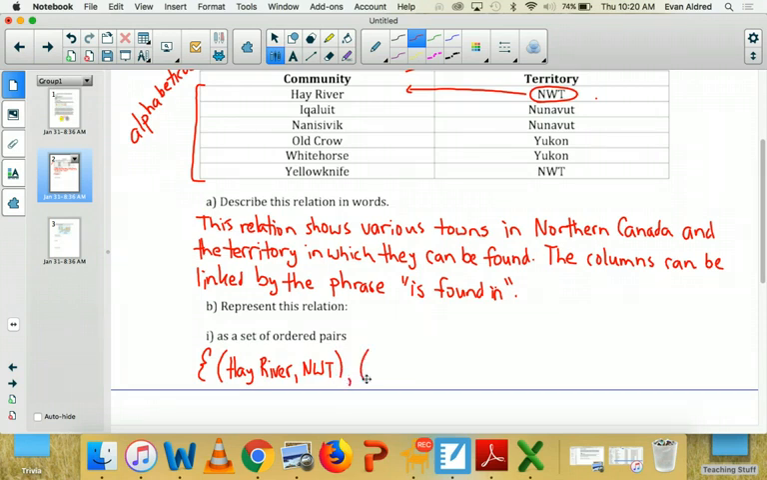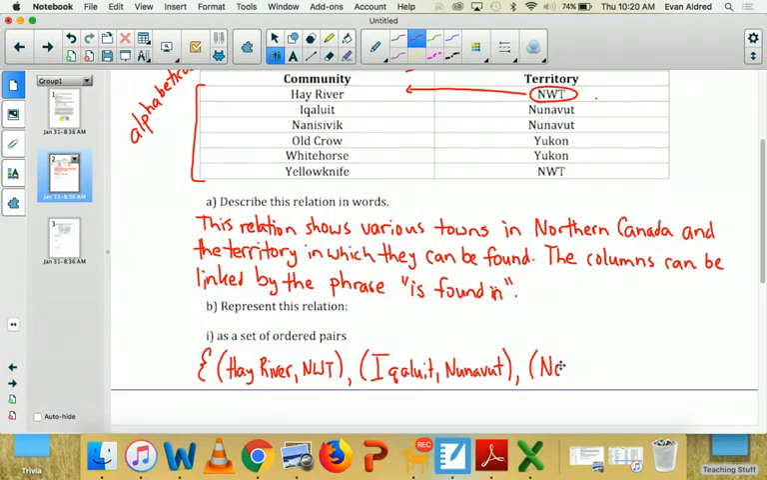Now we separate ordered pairs with another comma. So you're going to be making a lot of commas here. You separate elements by way of a comma. You separate ordered pairs by way of a comma as well. And then you just go through your table. So Iqaluit is found in Nunavut. Close our bracket, another comma. You'll notice that the curly brace is still open. It will remain open until all of our ordered pairs have been written out.